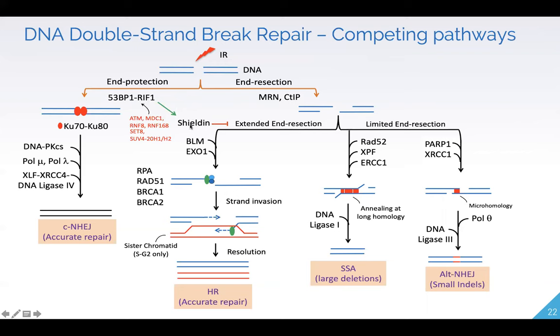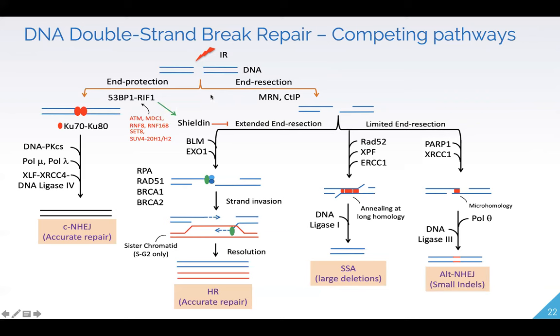If shielding is defective or 53BP1 is not recruited quickly enough, then cells have the ability to use a backup pathway, the alternative non-homologous end joining pathway, which is PARP dependent and utilizes both polymerase theta and DNA ligase 3, and that typically comes in with small indels. If that's also absent, cells use the single-strand annealing process to generate larger deletions and more mutations.